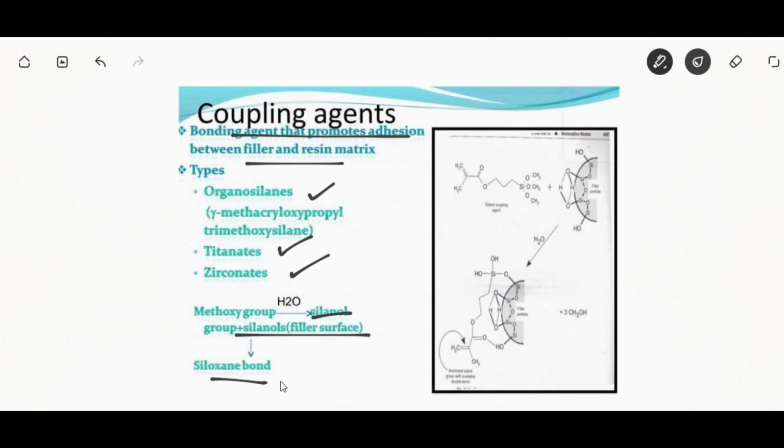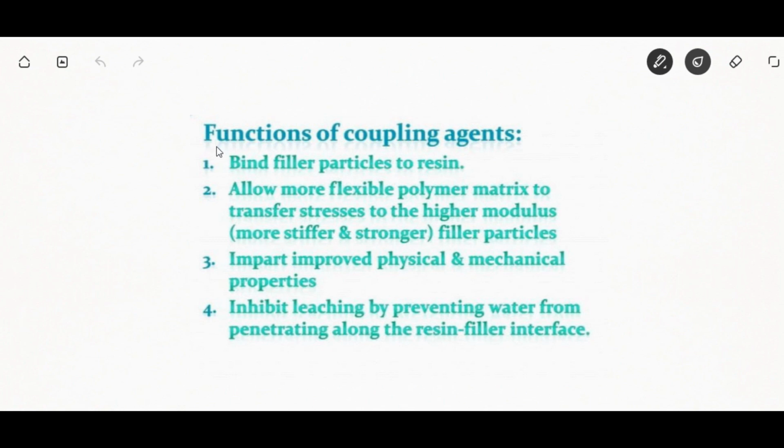The coupling agents we use are the organic silanes. The main purpose of a coupling agent is to bond the filler to the organic resin. This agent is a molecule with a silane group at one end and a methacrylate group at the other end. So we can use organosilanes, titanates, zirconates.